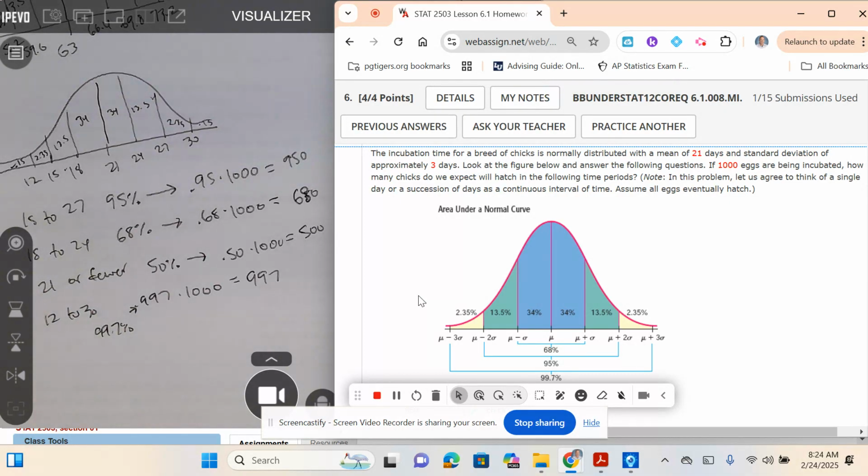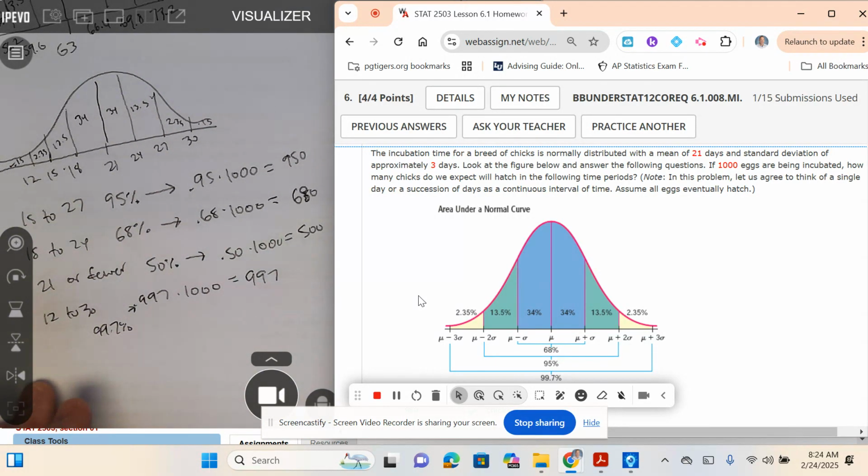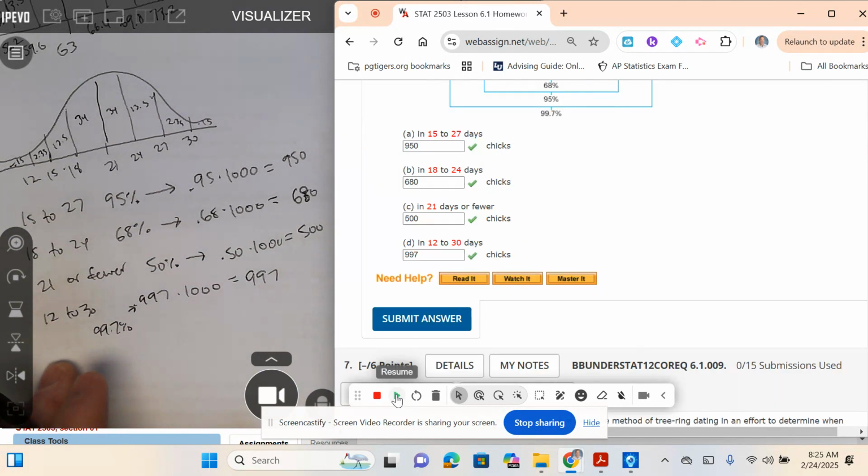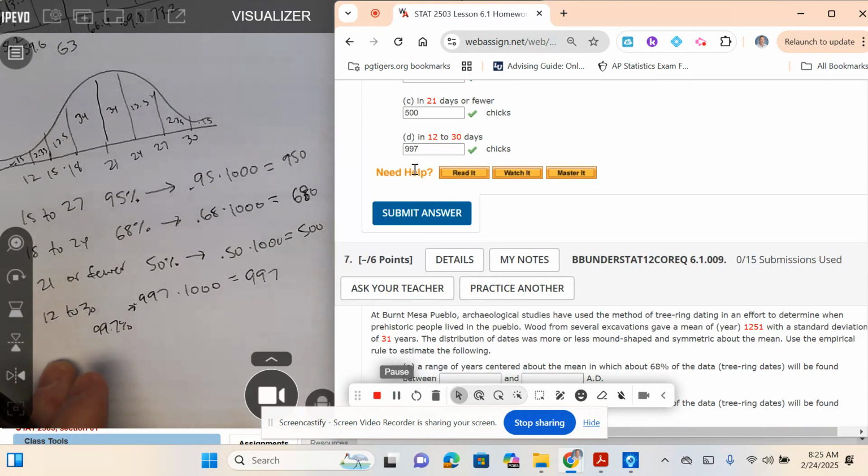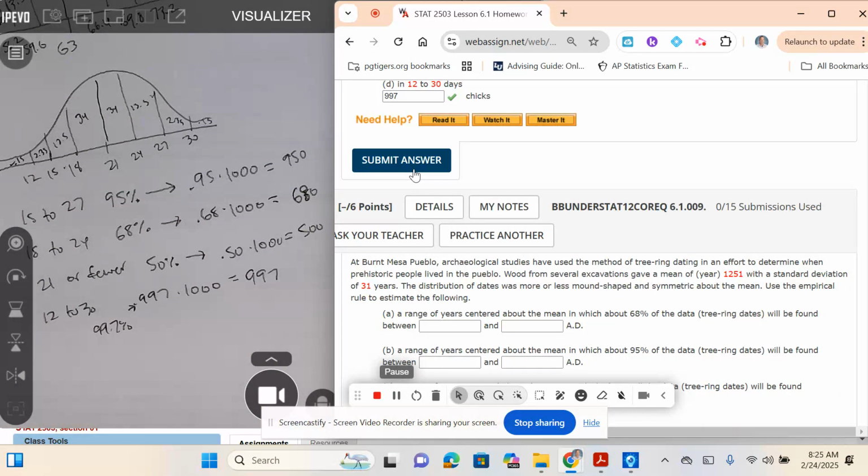Let's look at 7. Almost done. All right. 7, at Burnt Mesa Pueblo, archaeological studies have used the method of tree ring dating in an effort to determine when prehistoric people lived in the Pueblo. Wood from several excavations gave a mean of 1,251 and a standard deviation of 31.